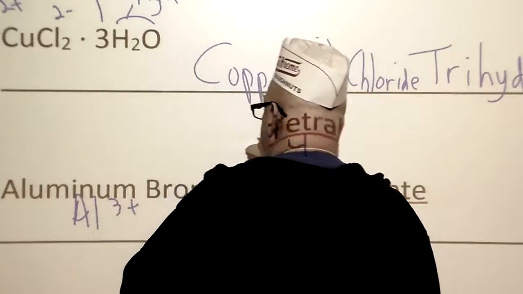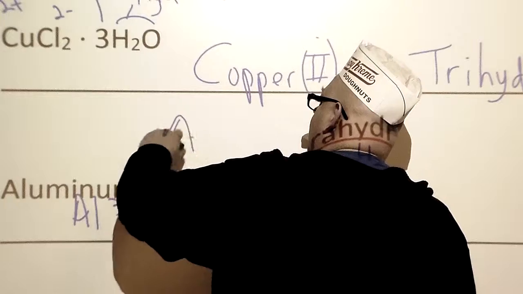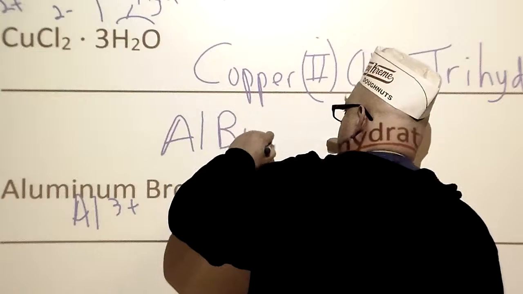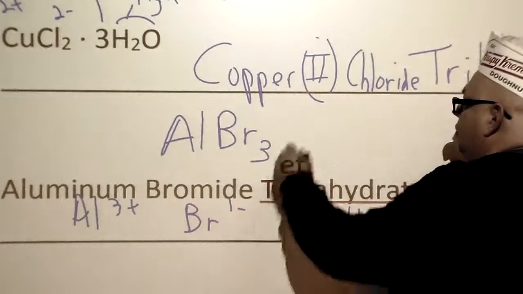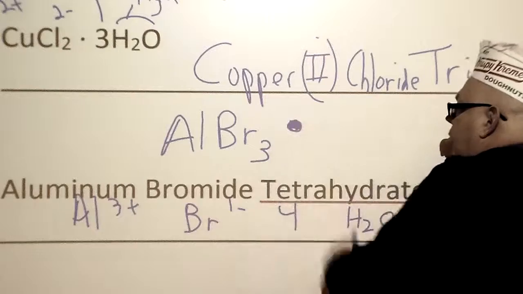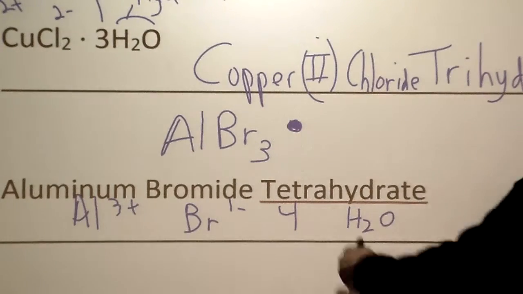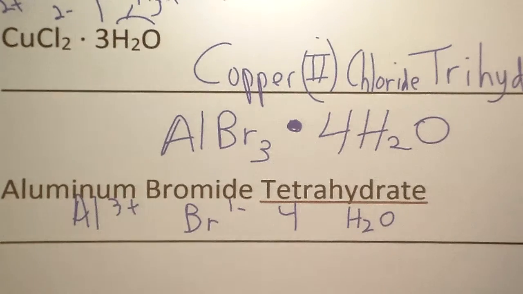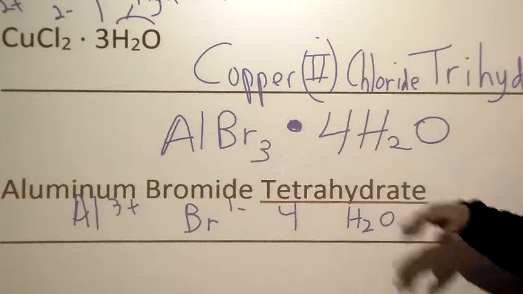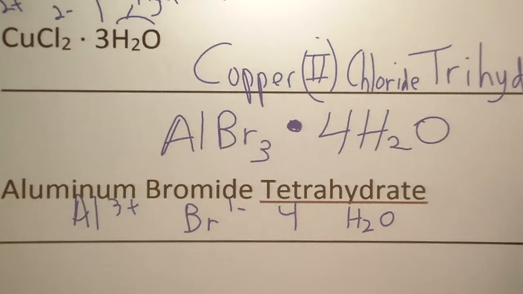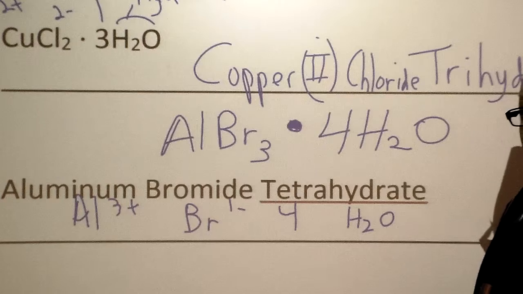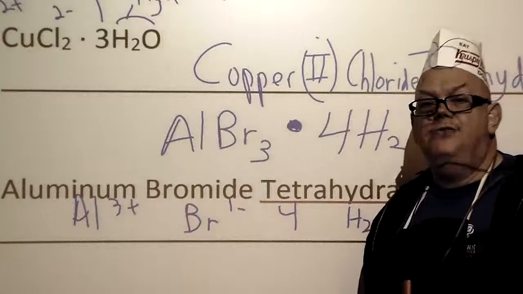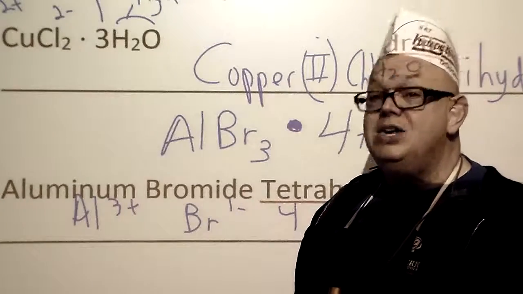So with that, we know that it's going to be Al, and there's got to be 3 bromides in order to make this happen, because they've got to cancel. Don't forget the dot. You don't put the dot, it's not going to count. 4H2O. So AlBr3.4H2O. That's it. That's all that it is in the nutshell, ladies and gentlemen. So with that, that's it for how to work naming hydrates.